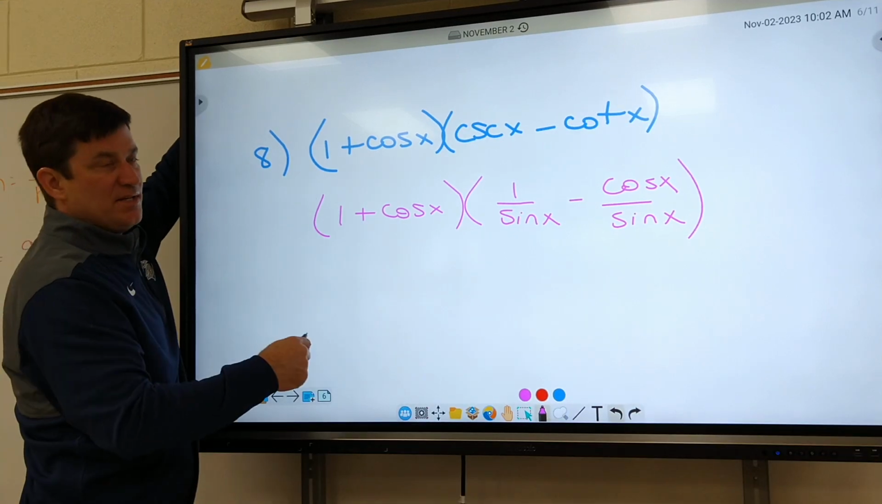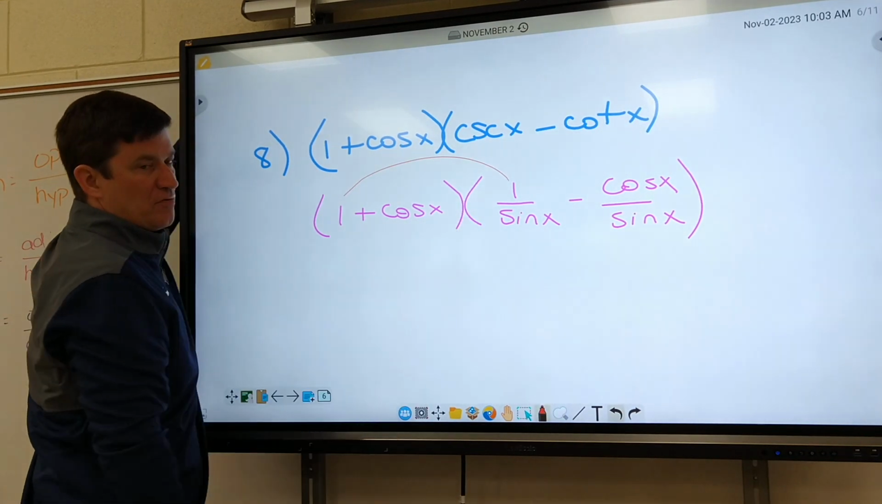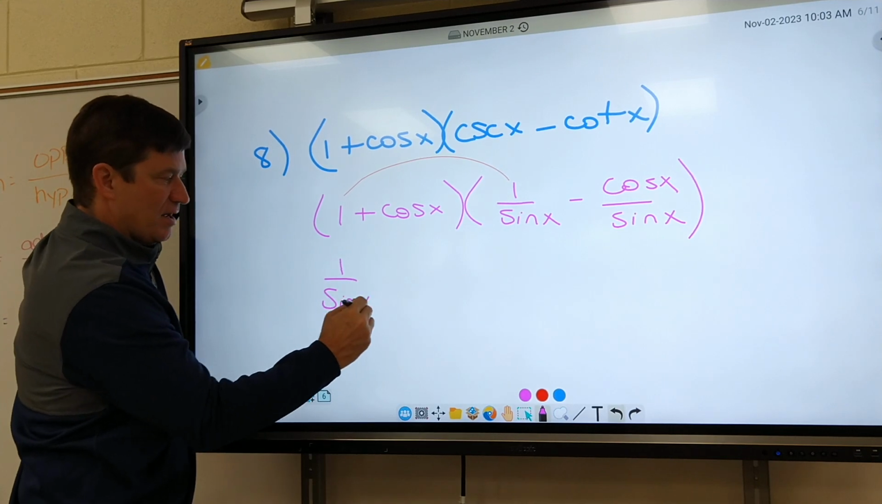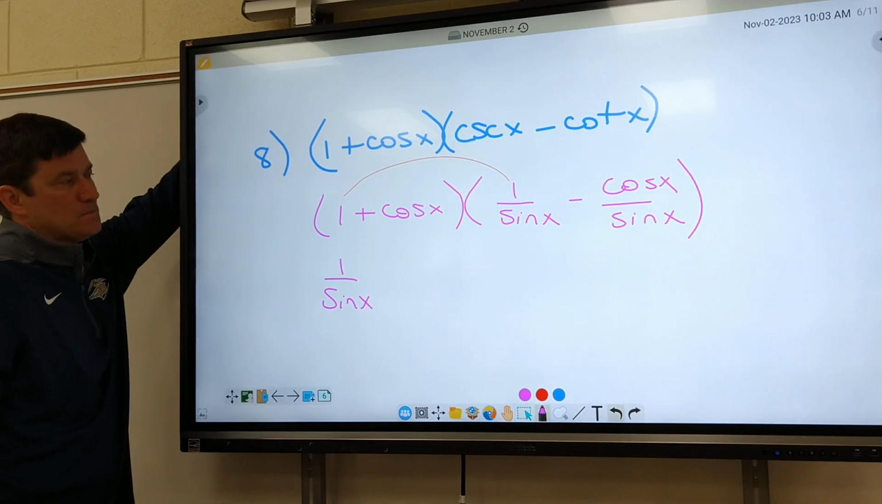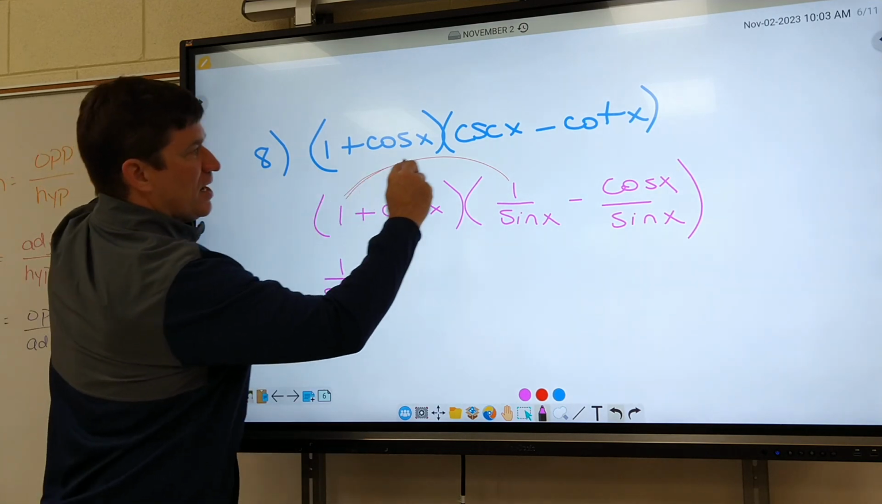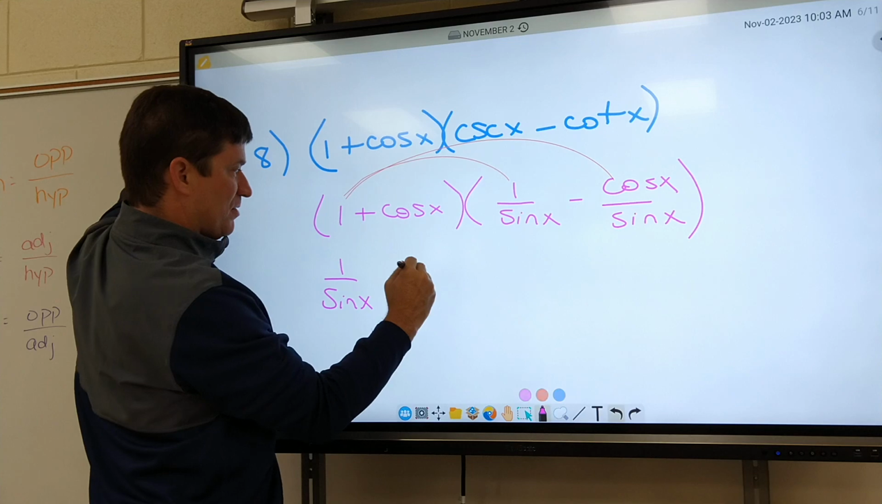Now the first step's easy. Look, when you times 1 by 1 over sine, anytime you multiply by 1, it's just going to be 1 over sine. All right, next, Samari, I times this one by 1, so it's going to be the same thing. Just bring it down.